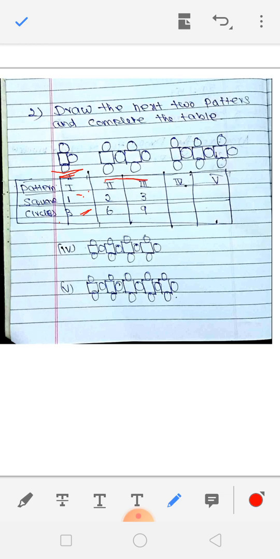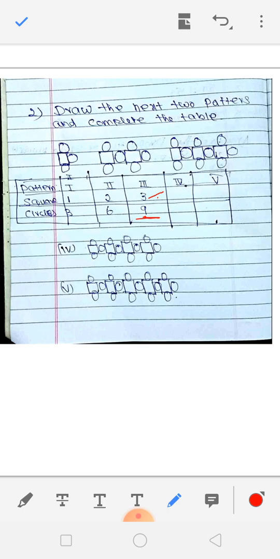Look at the second diagram. How many squares? Two squares. And how many circles in total? Six circles. And then the third one: how many squares in total? Three squares. How many circles are there? Nine circles are there. So okay.